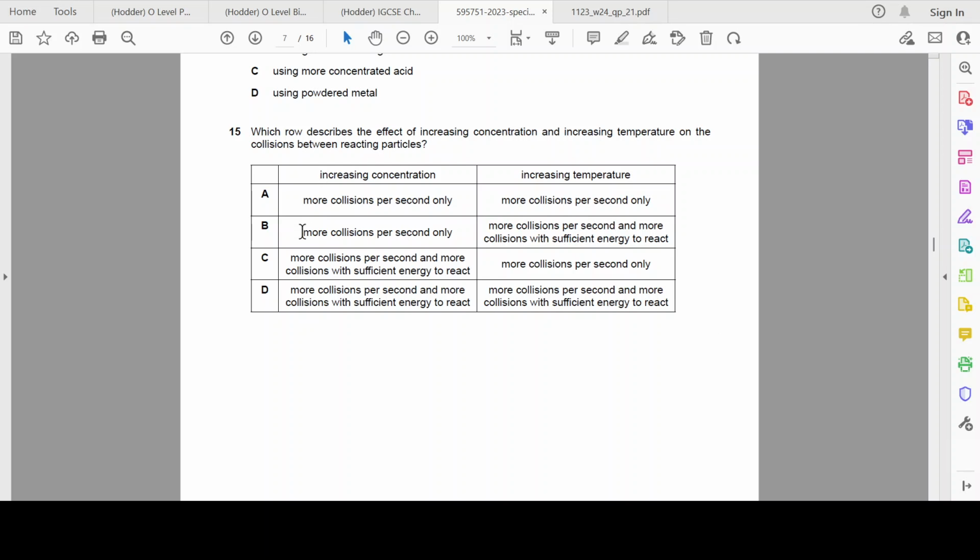Increasing concentration means you have more molecules per unit volume, and so more collisions per second, because it's like having 3 people in a room versus 10 people in a room. You're probably going to interact with more people. That's correct. Increasing temperature increases internal energy, and so the kinetic energy. Not only are the number of collisions increasing, but the collisions themselves will have sufficient energy to react, so you'll have more successful collisions. And so B is the correct answer. Good.